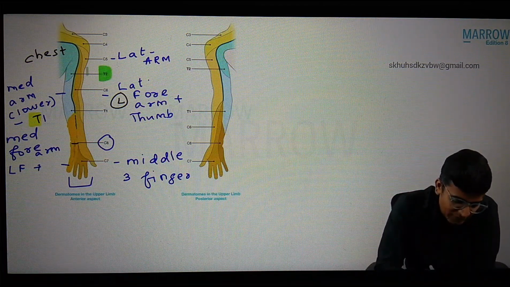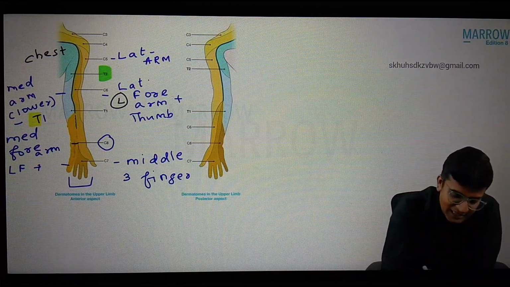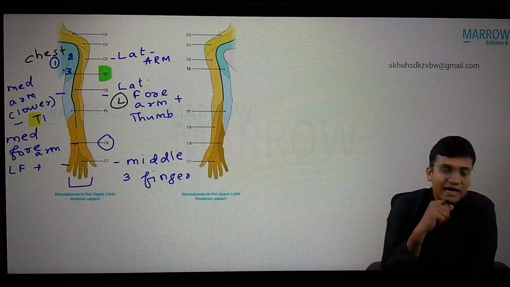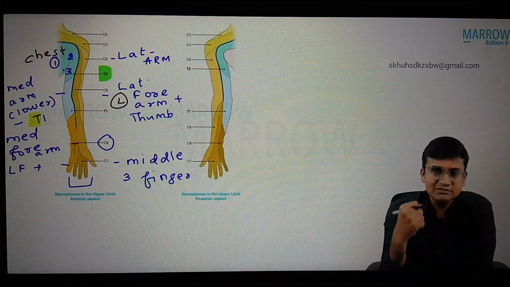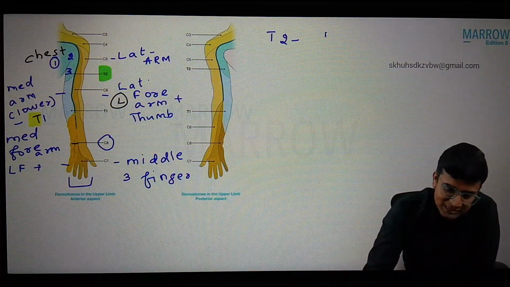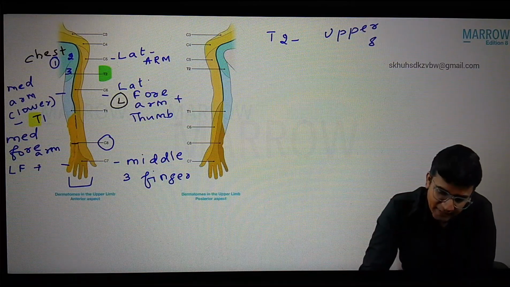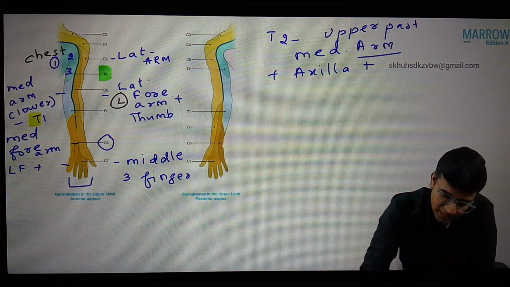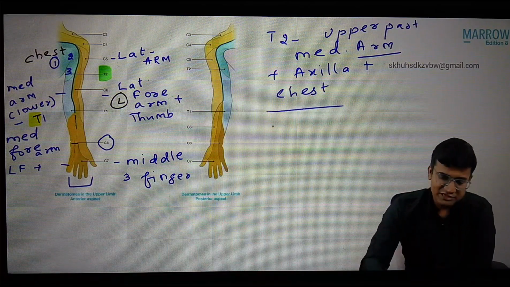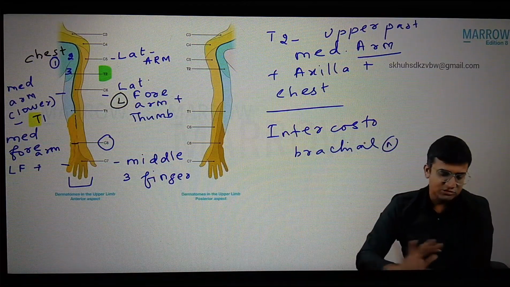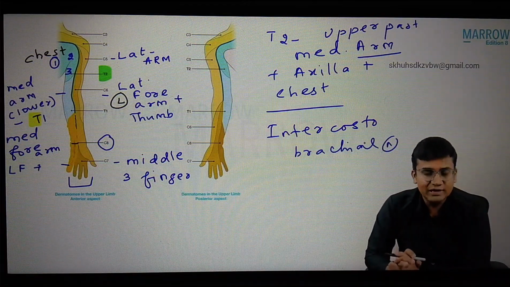Now see the T2 fiber. T2 fiber carries the sensory fibers from the chest, axilla and also the uppermost aspect of the arm, medial side. So this nerve is called the intercostobrachial nerve, supplying the chest and the arm. T2 fiber supplies the upper part of the medial side of the arm, axilla and also the chest region. That is why the T2 nerve is called the intercostobrachial nerve. So these are the points you have to know about the dermatome of the upper limb.